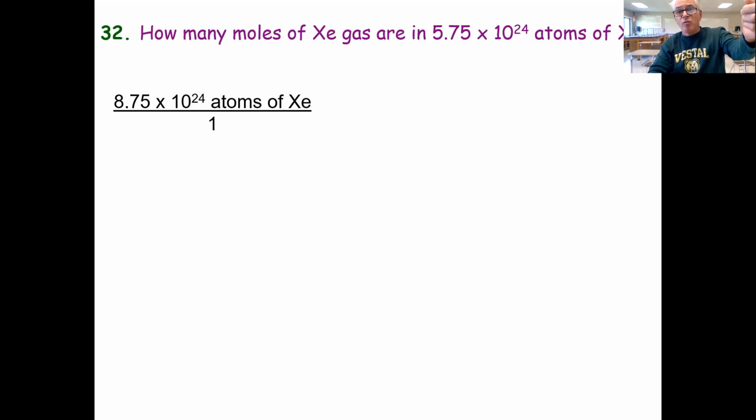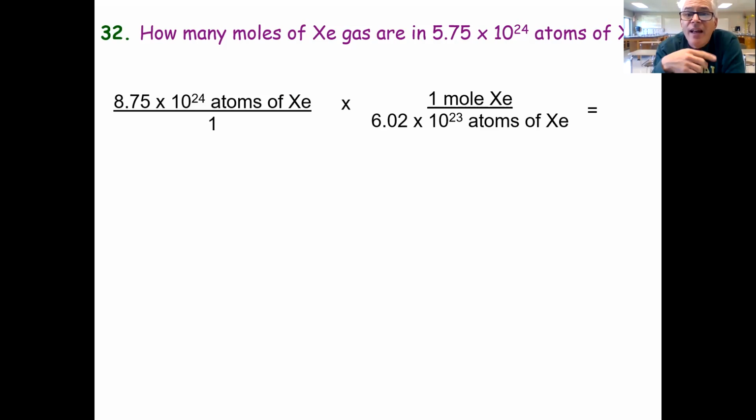Now we got atoms in the numerator. We got to set it up with the atoms of xenon in the denominator, and we put the moles on top. That way, the atoms in the numerator are going to cancel. Ready? Boom! It's like a karate knife. Get rid of those atoms. So now we just got a gigantic math problem.